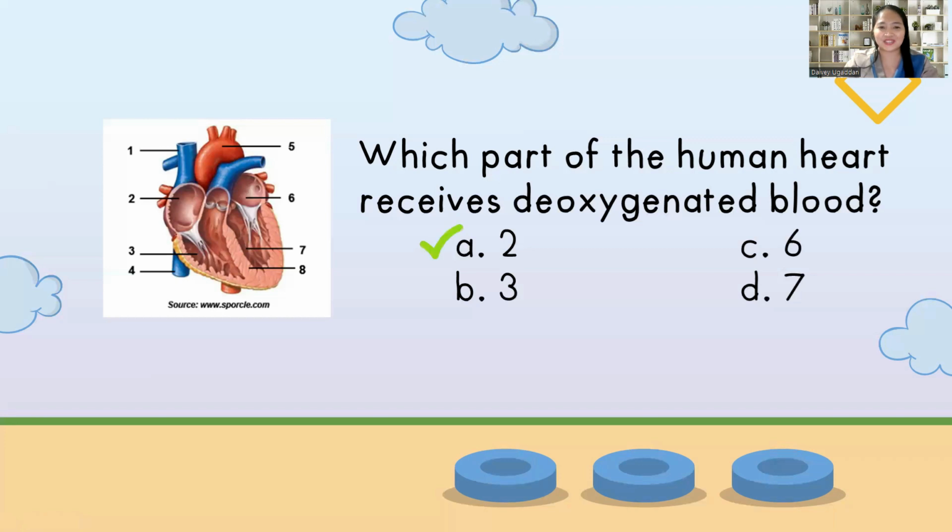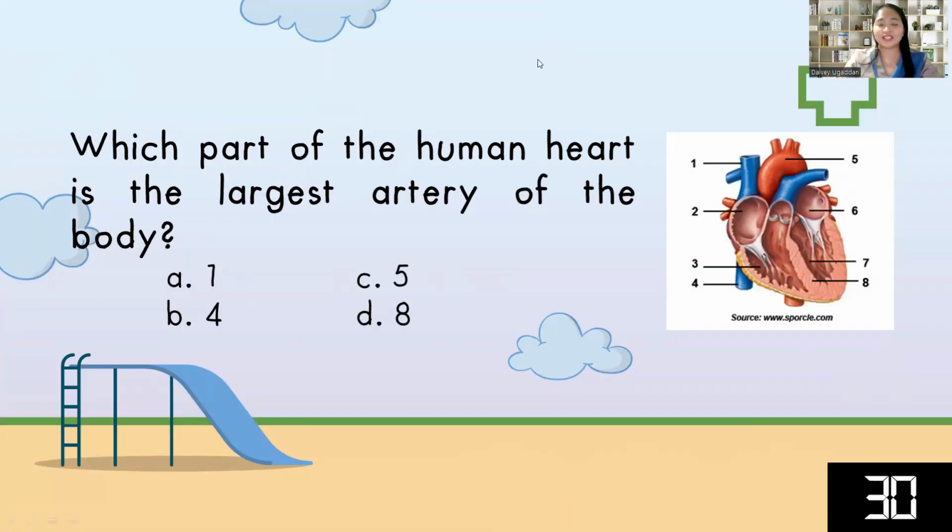Okay, next question. Use the diagram on the right side to answer question number 24. Which part of the human heart is the largest artery of the body? Is it A, 1, B, 4, C, 5, or D, 8? Please key in your answer in the comment section. This is an easy question.